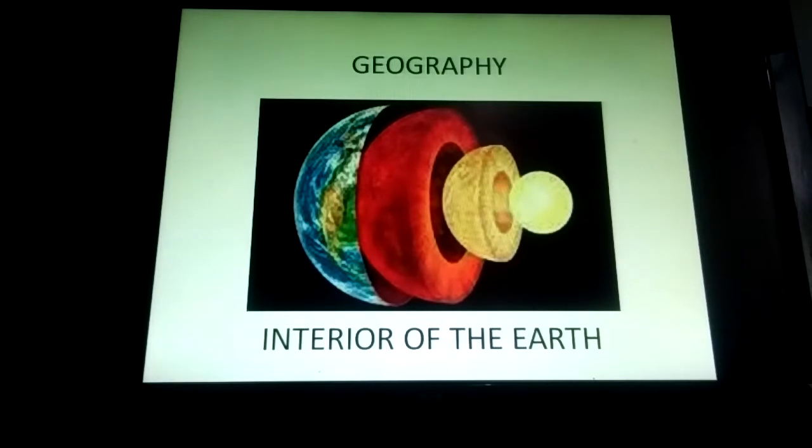Today we are going to see about the interior of the earth. Okay children, where do we live? We live on the earth.